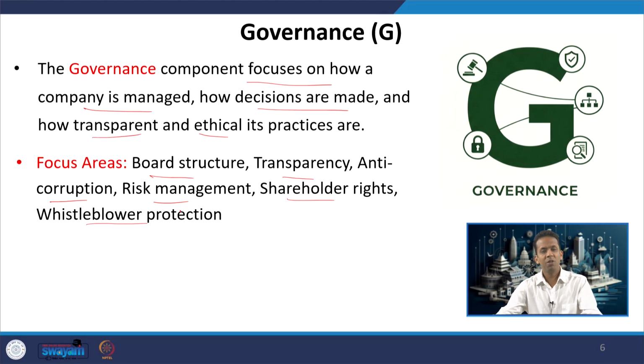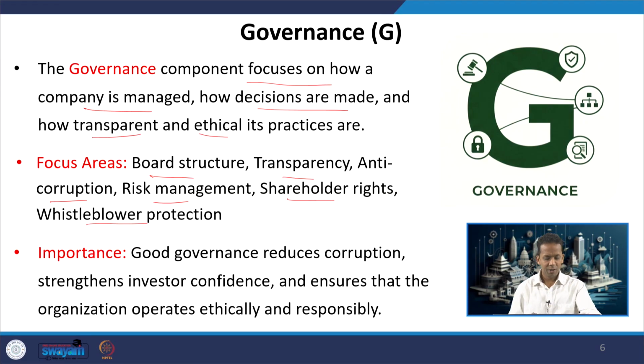Whistleblower protection means if something wrong is happening in any division of the company, and if one of the employees wants to take that issue and make it public, they should be assured of the protection of their job, that the top management or the company's policies or the company's governance will try to protect the person who is trying to point out something negative about the company also.